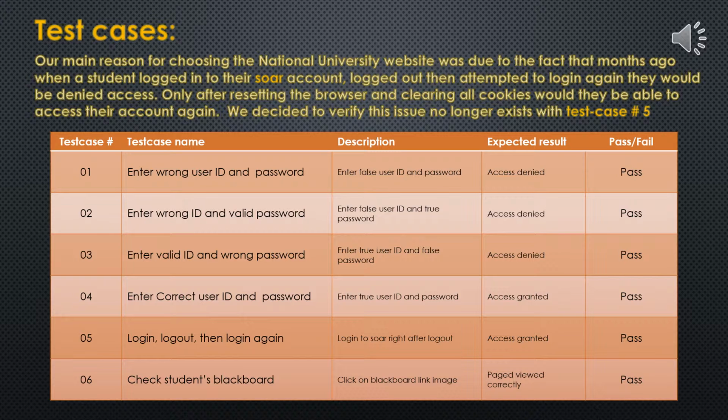The first 3 test cases should all result in access being denied to a SOAR account. Test cases 4 and 5 should result in access being granted to a SOAR account. And test case 6 should allow a student to access their Blackboard page after using the single sign-on for accessing a SOAR account.